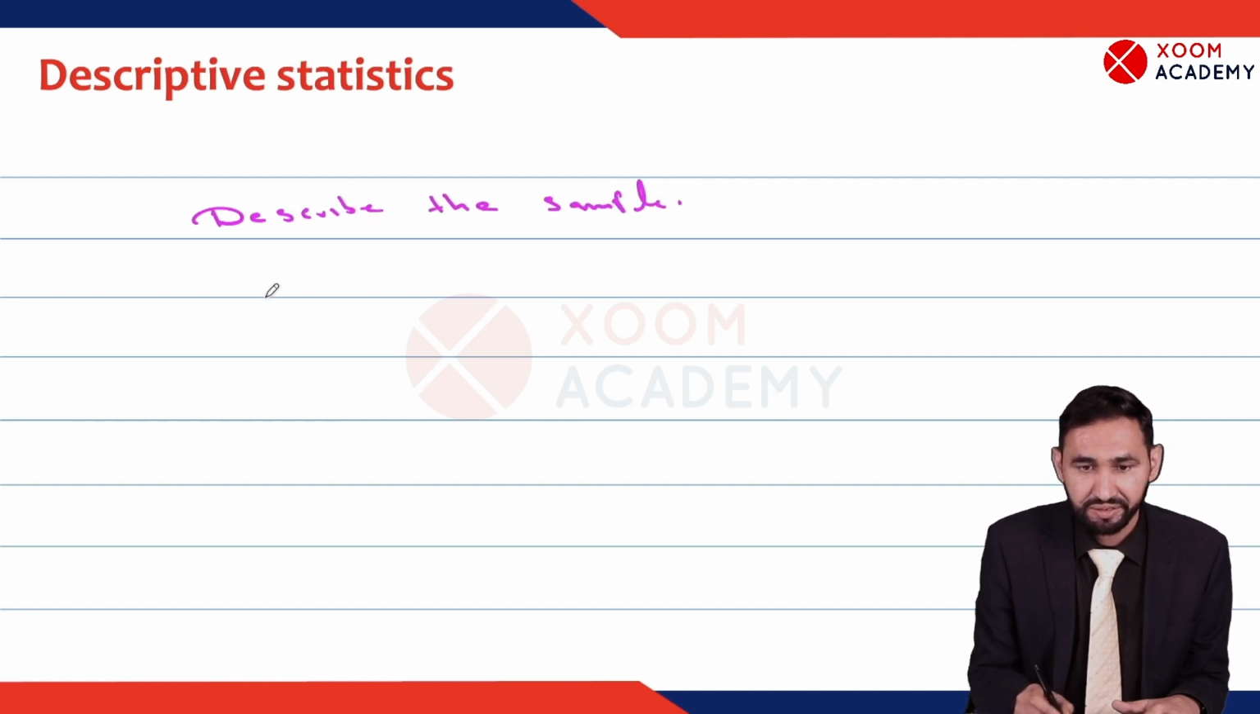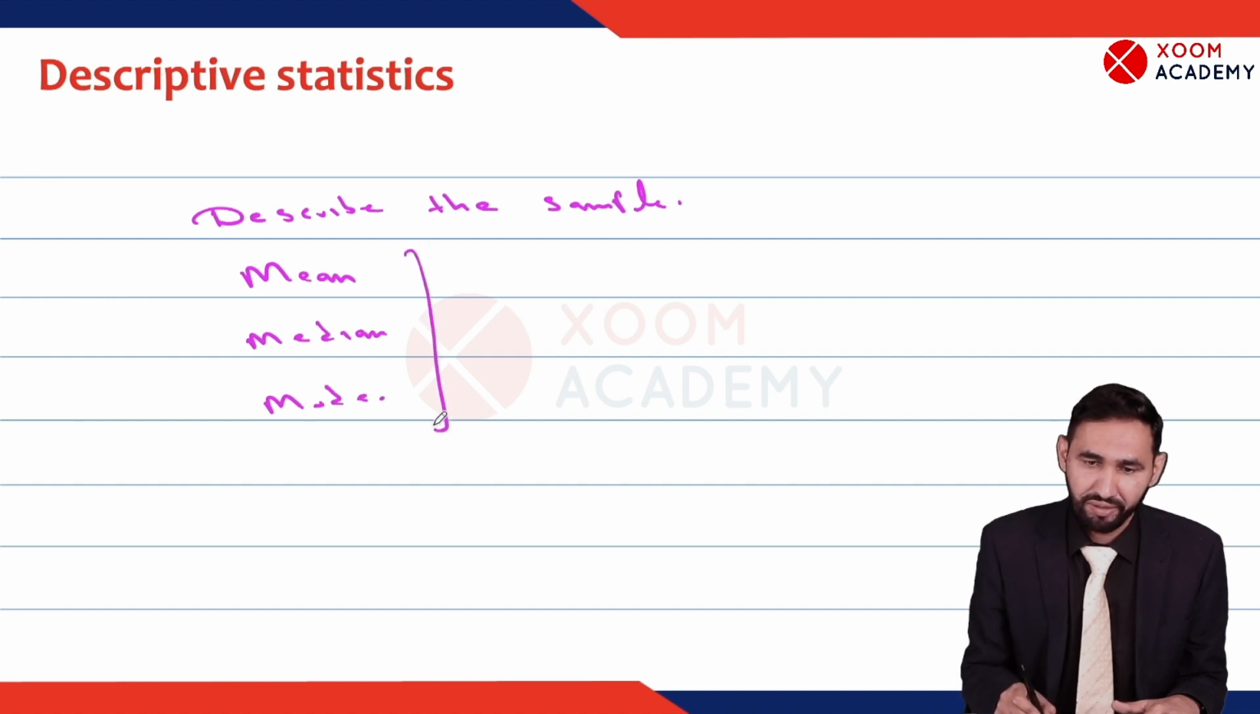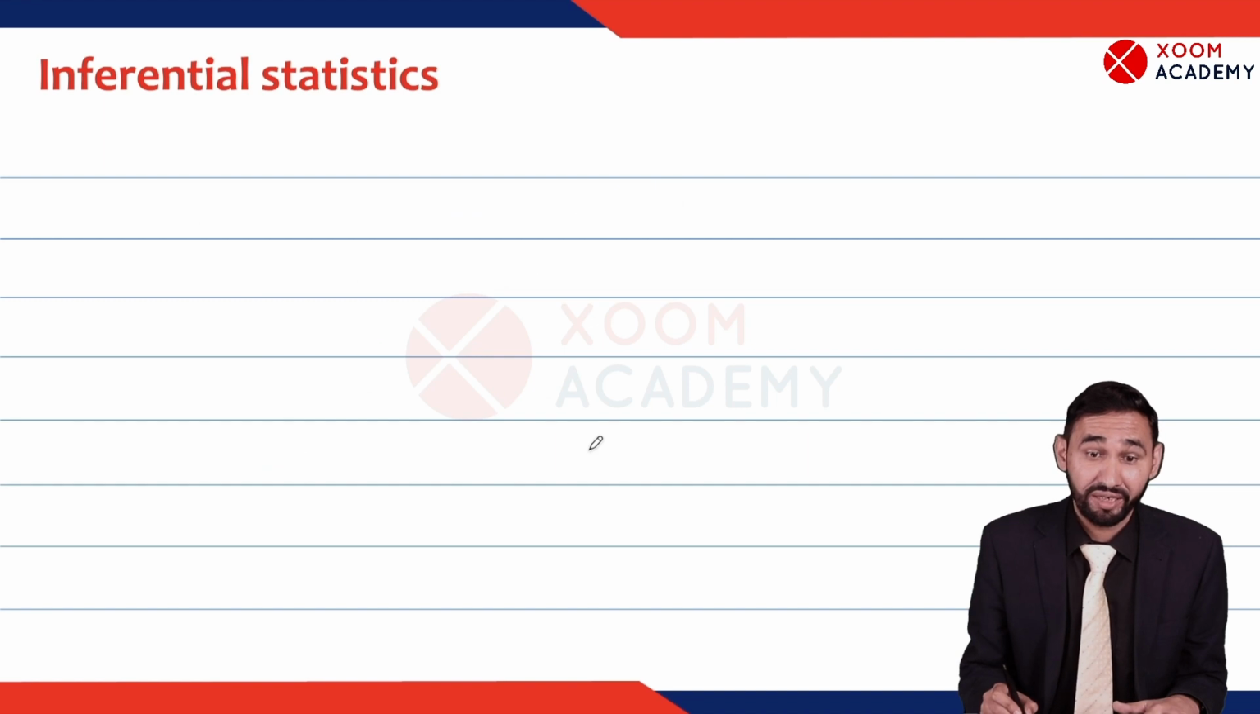What are descriptive statistics? Mean, median, mode, they are descriptive statistics. Like we say that the mean is 220, median is 210, mode is 200. They describe. And what are inferential statistics?